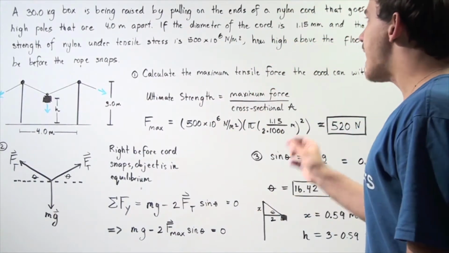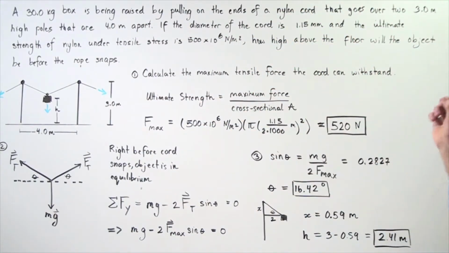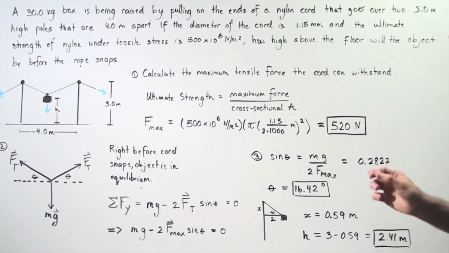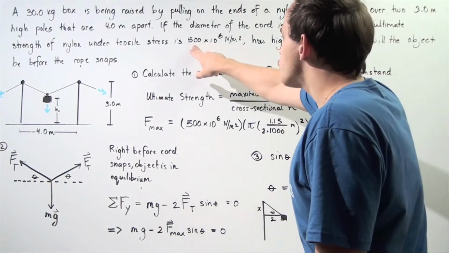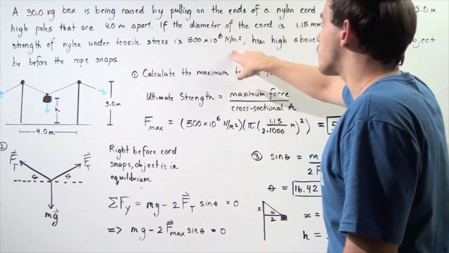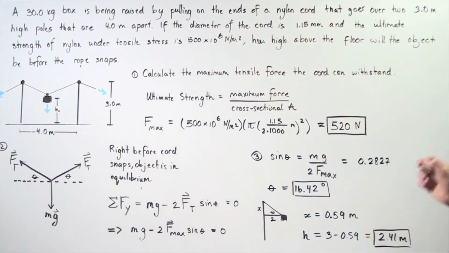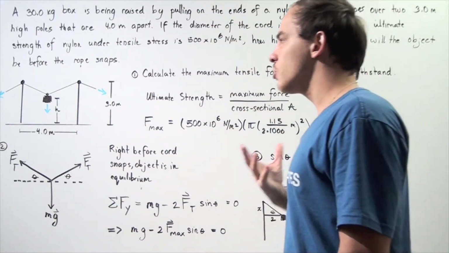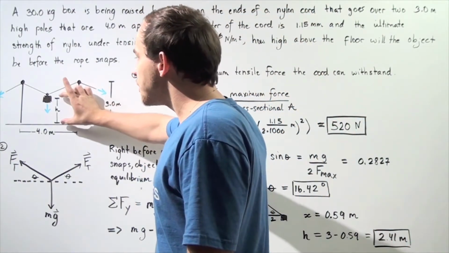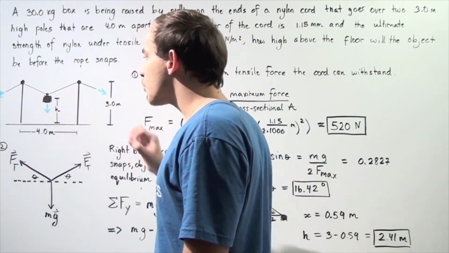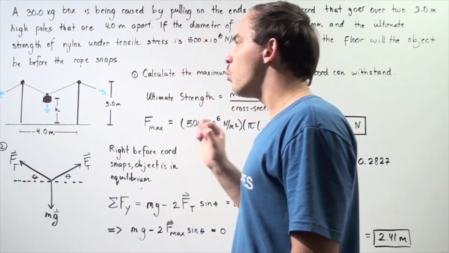Now, if the diameter of the nylon cord is 1.15 millimeters, and the ultimate strength of the nylon under tensile stress is 500 times 10 to the 6 newtons per meter squared, how high above the floor will the object be before the cord snaps? So we want to find a certain height h above the ground where our rope will snap.